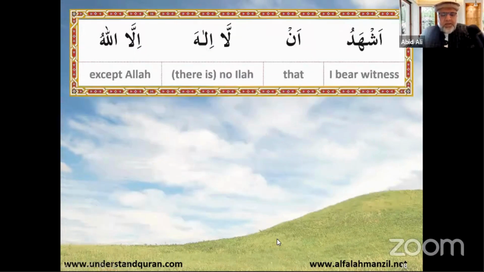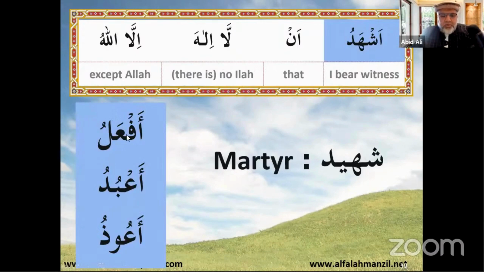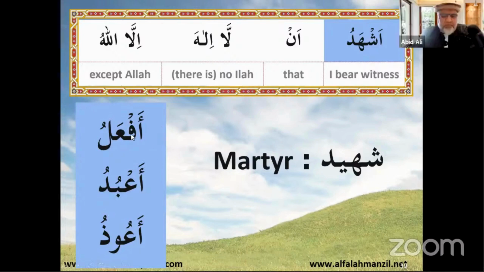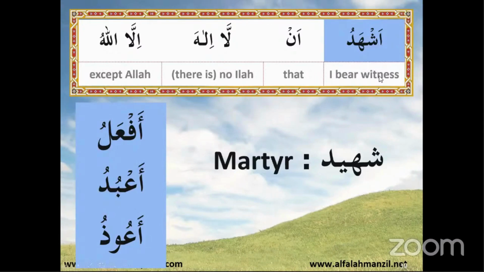Correct? Then the second part is Ashhadu an la ilaha illallah. Then we do the shahada, which means Ashhadu is I bear witness. It's from the word af'alu, a'budu, a'uzu. Have we been learning these words all along? Yes. So ashhadu is on the pattern of af'alu, a'budu, a'uzu. Got it? Yes. I bear witness.